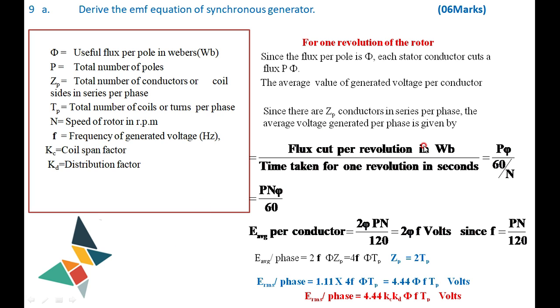It is simple. The flux cut per revolution is P phi and the time taken for one revolution is 60 by N. This gives the average induced voltage in a single conductor. Zp conductors are there in one phase, so multiplying by Zp gives the voltage. Then, since we are interested in the RMS value, you have to multiply by 1.11, giving 4.44 phi F Tp. You have to consider the coil span factor and the distribution factor. Thereby, the final equation for the induced voltage per phase is 4.44 Kc Kd phi F Tp volts.